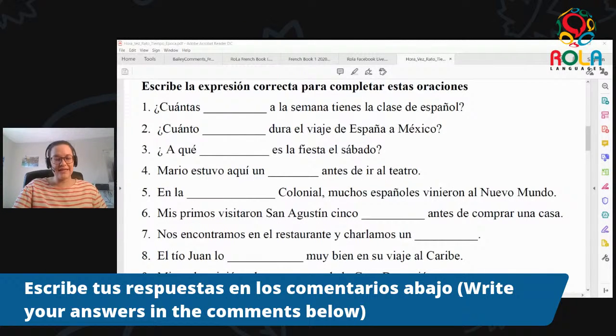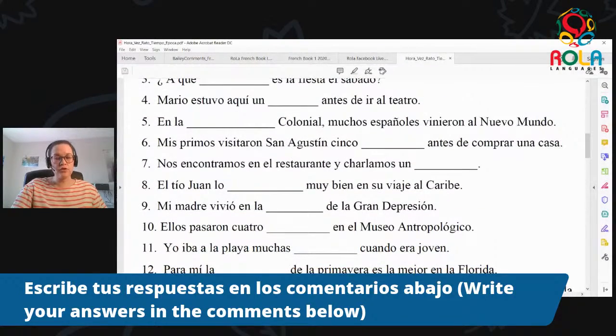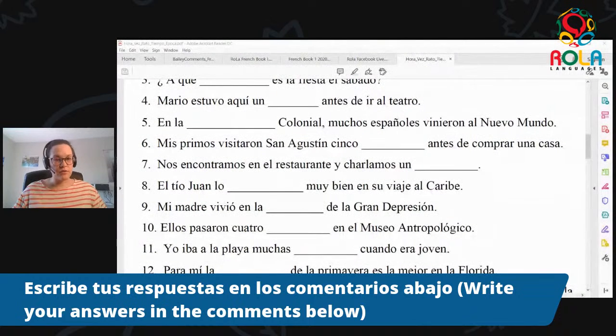Muy bien. Okay, número 7. Nos encontramos en el restaurante y charlamos un blank. Okay, this one is very similar to the one we saw before in número 4. So nos encontramos en el restaurante y charlamos un. Again, this is our keyword here to knowing that it should be rato. So we met in the restaurant and we talked for a while or a little while. So un rato works very well in número 7.